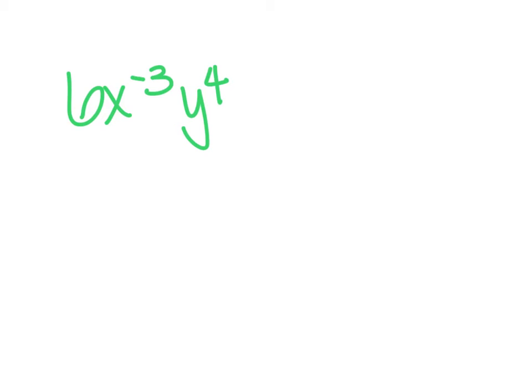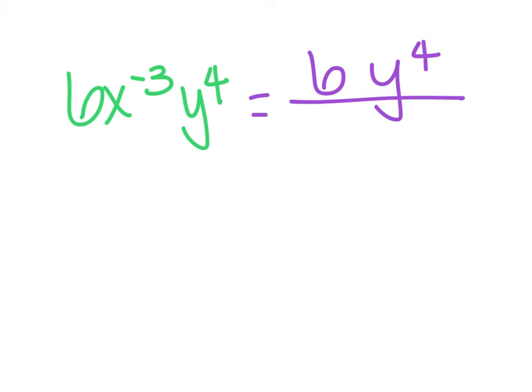I have 6x to the negative 3rd y to the 4th. So what's currently unhappy is this x to the negative 3rd. So I need to rewrite this as a fraction. The 6 is happy where it is. Its exponent is positive. Y to the 4th is happy where it is. Its exponent is positive. But x to the 3rd was not happy because it was negative. So I need to move it to the denominator.